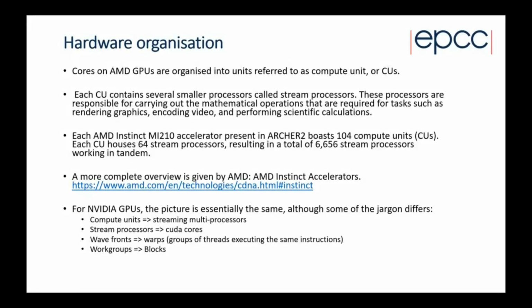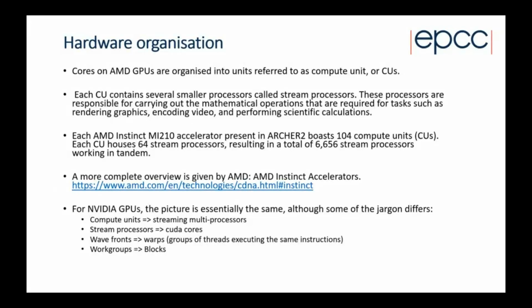So each AMD MI210 accelerator present in ARCHER2 that you'll be getting access to for this course has 104 compute units. Each compute unit houses 64 stream processors, resulting in a total of 6,656 stream processors to work together on a particular problem. So you can see now you've got an order of magnitude more processor cores available to you than you do in a CPU node on ARCHER2, but you've also got a much improved amount of memory bandwidth as well. A more detailed insight into the processor itself is given on this link here, amd.com technologies CDNA. I can discuss this jargon and some other terms for this particular hardware. This is also presented in the ARCHER2 documentation.